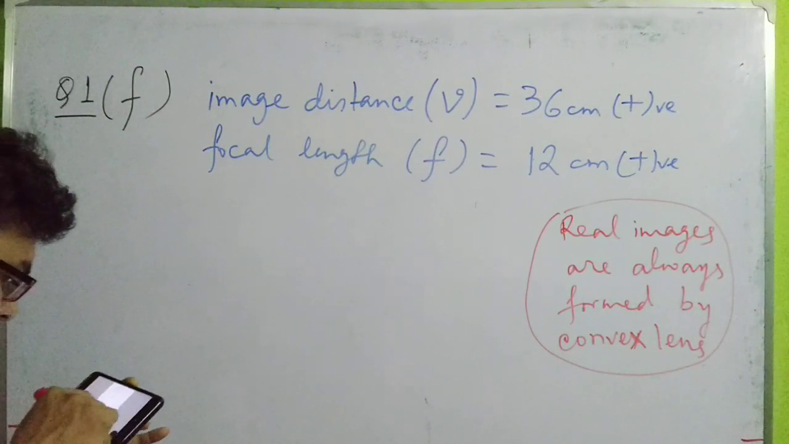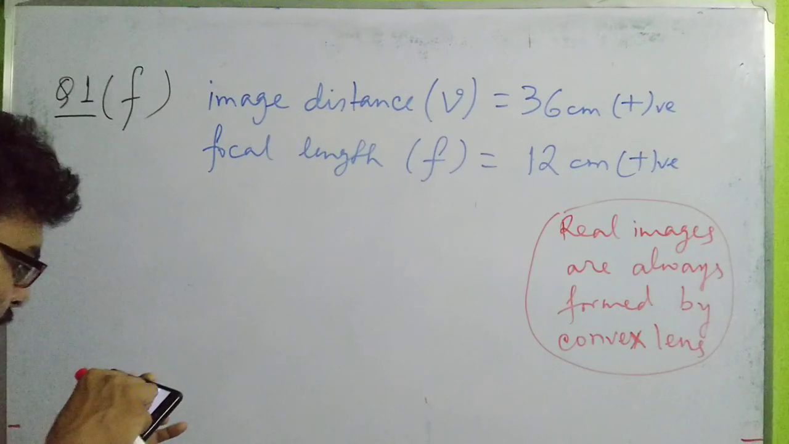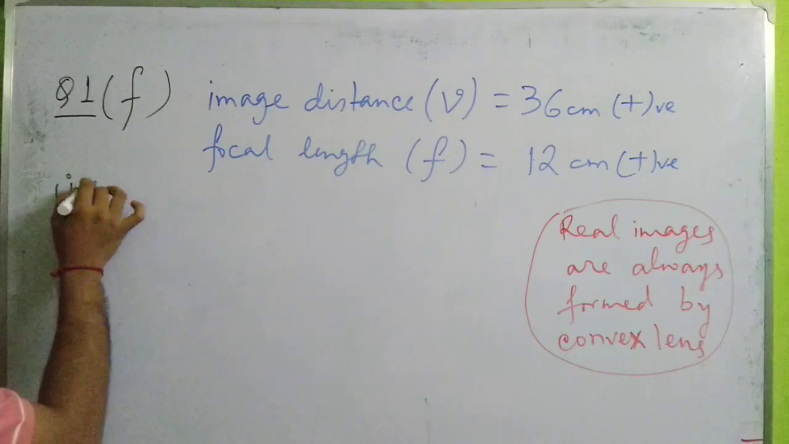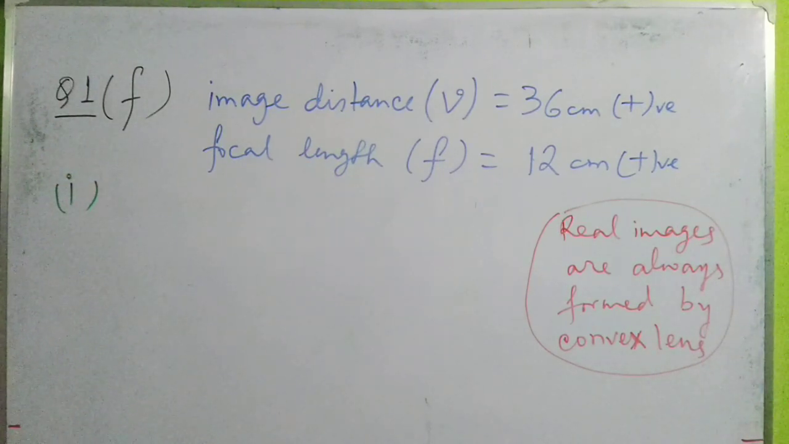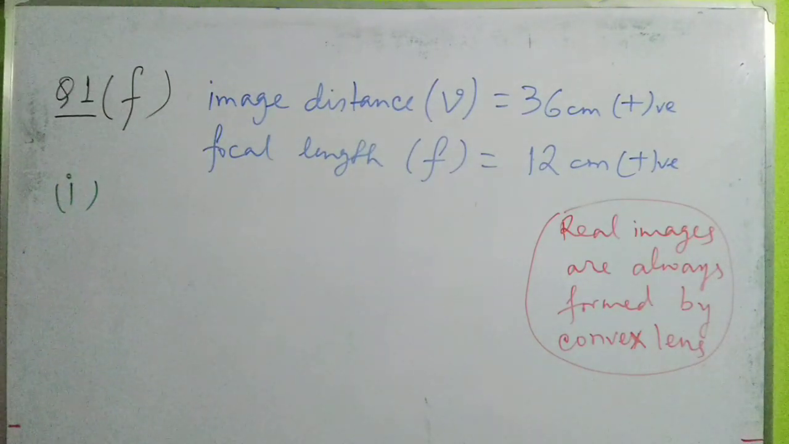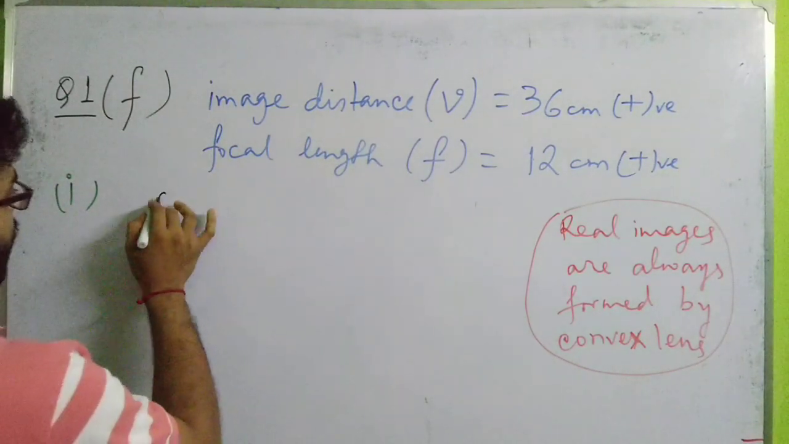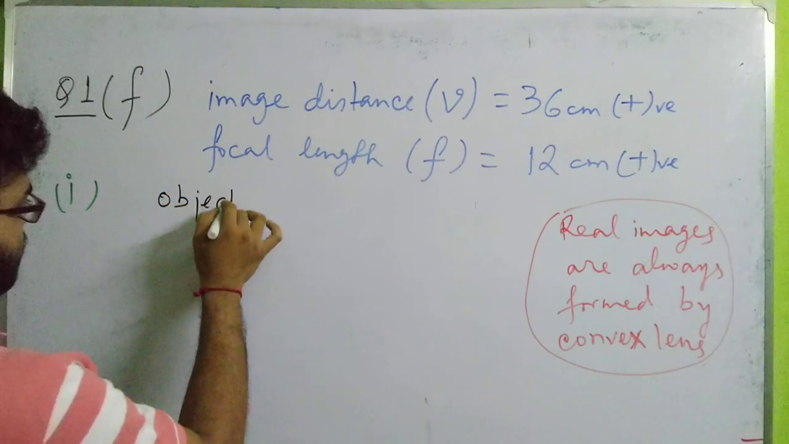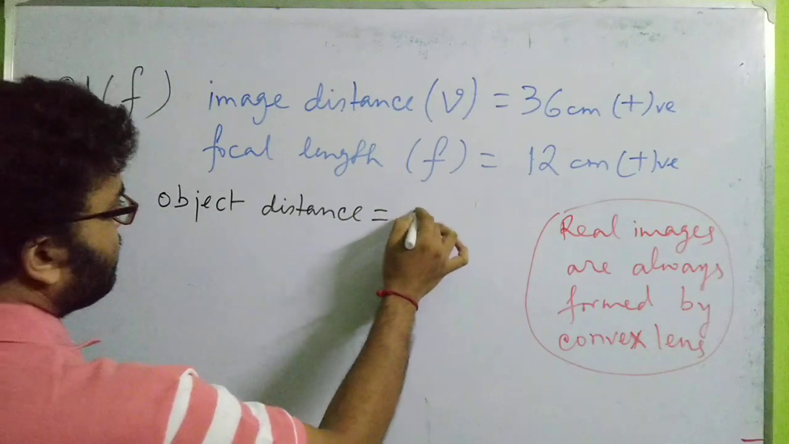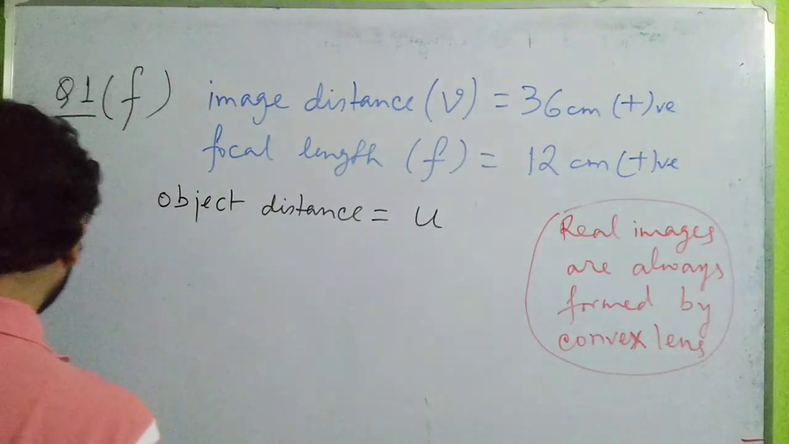The question says, the first part, question number 1F, part number 1. So we are solving question number 1F, part number 1. What does the question say? The position of the object on the left hand side should be. So what do we have to find out? We have to find out the position of the object. That means we have to find out the object distance, which is denoted by the letter U.